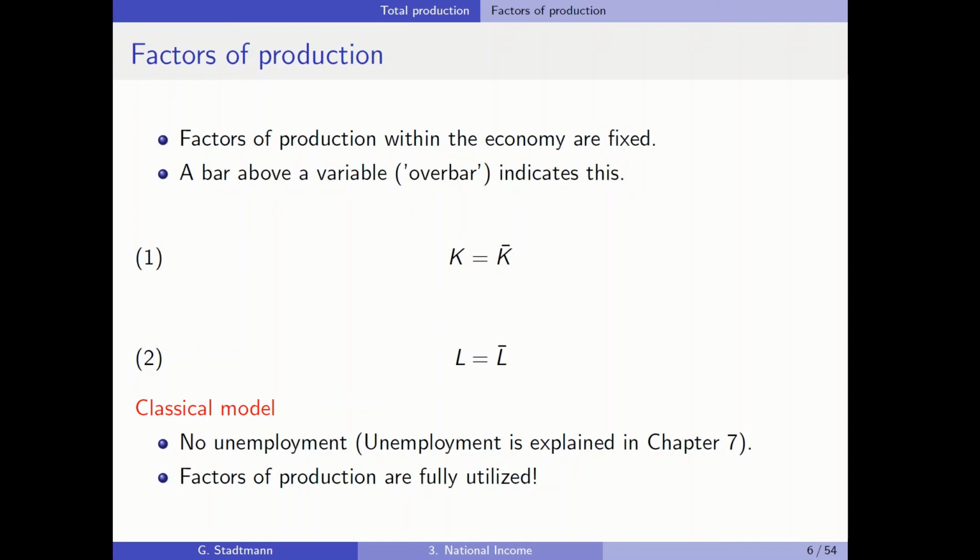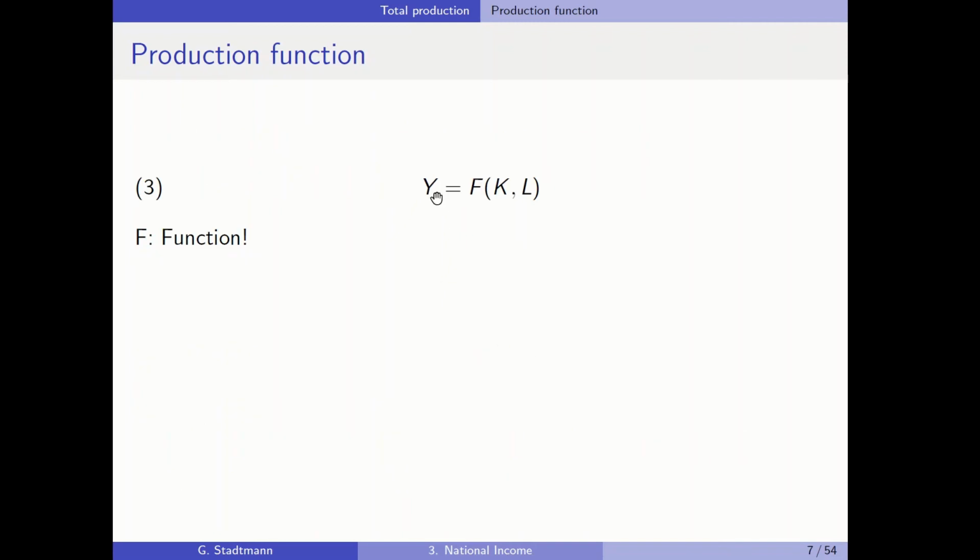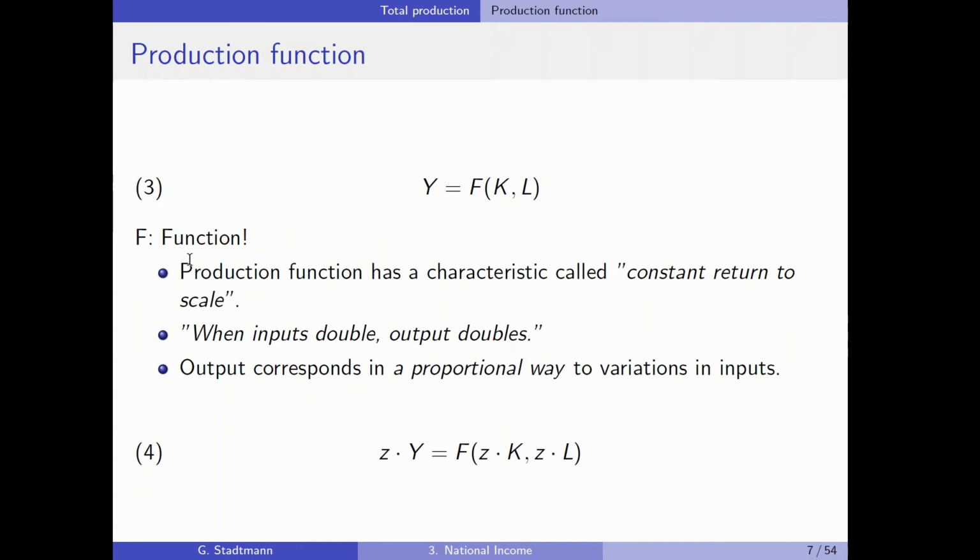Let's have a look at the production function. The output is a function of capital and labor. F is the symbol for the function. This production function has special characteristics, and one characteristic is that it has constant returns to scale. And this implies when inputs double, also output doubles. Or, in more general terms, output corresponds in a proportional way to variations in inputs.